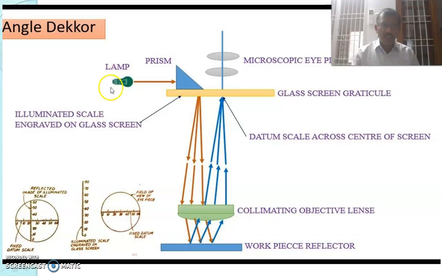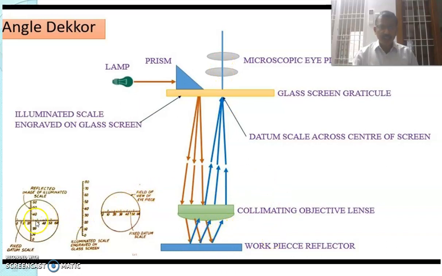This is a monochromatic light source, and this is a prism. The light passes through the prism and takes the image of the illuminated scale. It goes to the collimating objective lens and enters the workpiece or reflector. It is reflected back, passes through the collimating lens again, and reaches the glass screen, and the image is rotated by 90 degrees.